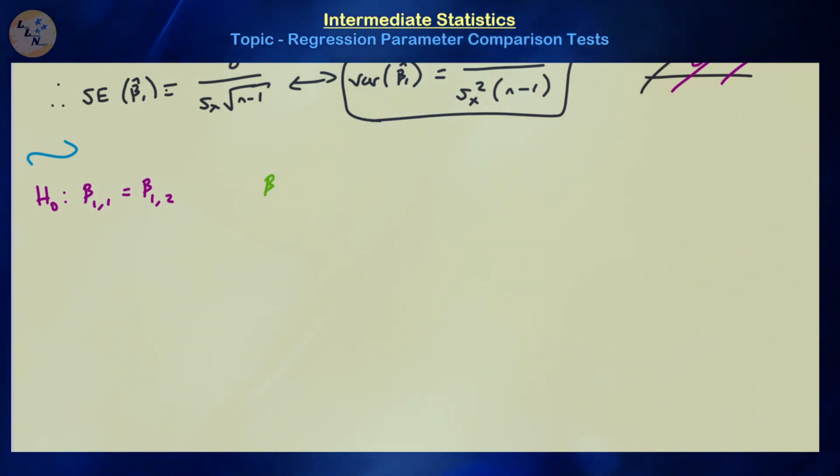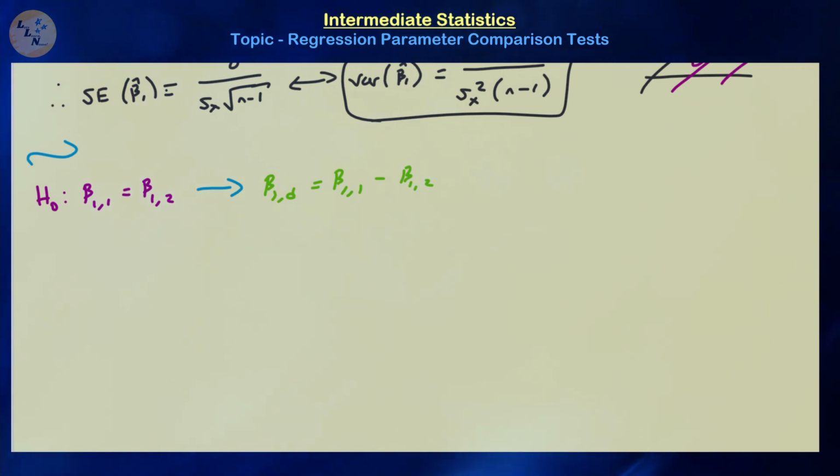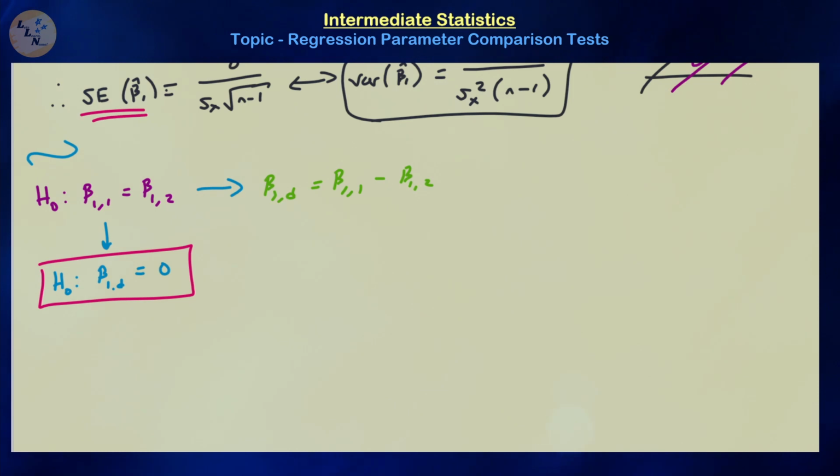We're going to define beta 1d to be the difference in the slope of the first and the slope of the second. You can subtract them in any direction. You should get an equivalent result as long as it's a two-tailed test. So if we define that, this null hypothesis is equivalent to saying that the difference between them is equal to 0, and we should already know how to test that via the single bivariate test approach.